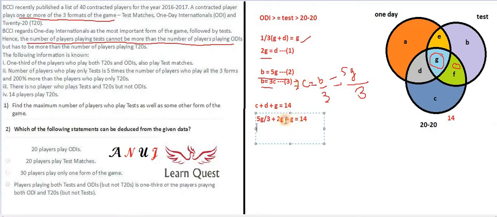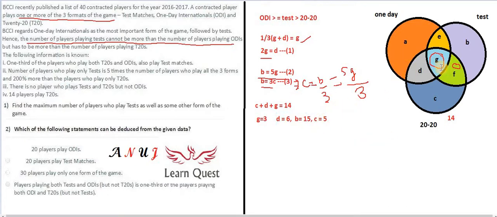Now 2G plus G is 3G. 3G is nothing but 9G by 3, taking the LCM, and 9 plus 5 is 14G by 3. The 14 cancels, and so G becomes 3. So the value of G becomes 3 here. Alright, now since G is equal to 3, you get the other values also. D is equal to 2G, which means 6, B is equal to 5G, which means 15, and C is equal to 5G by 3, so 5 into 3 by 3 is nothing but 5. C is equal to 5.